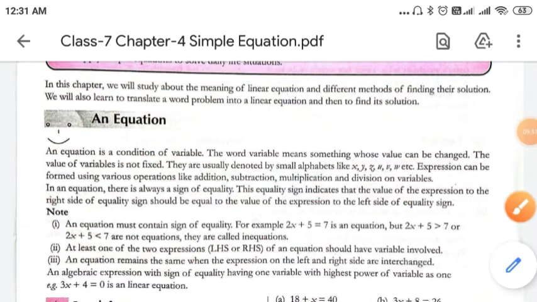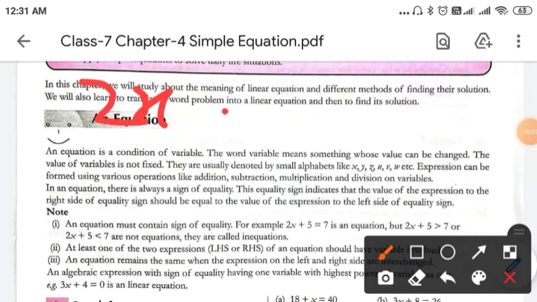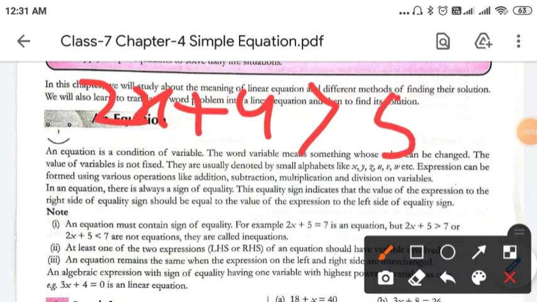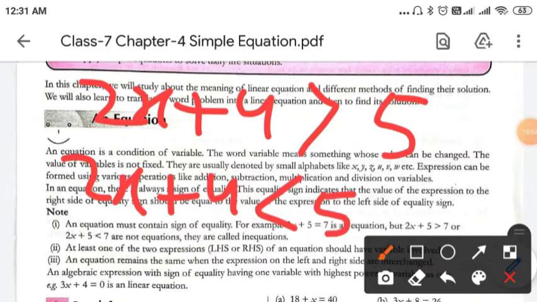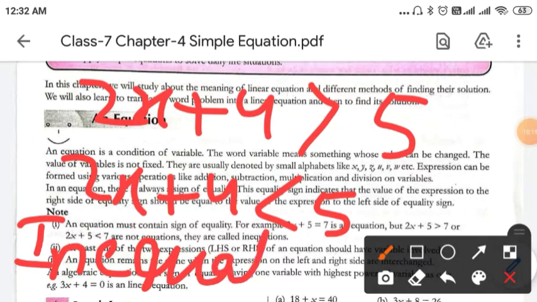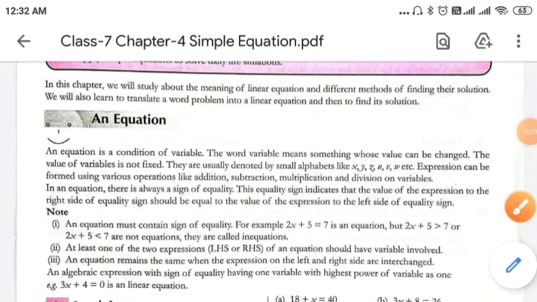Now if there is no equal to sign, then it is called an inequation. Suppose it is written 2x plus 4 is greater than 5, or 2x plus 4 is less than 5. If the greater than and less than signs are used, they are called inequations. They are not called equations, they are called inequations. Now these are the basic points that we have to understand to solve all the linear equations.